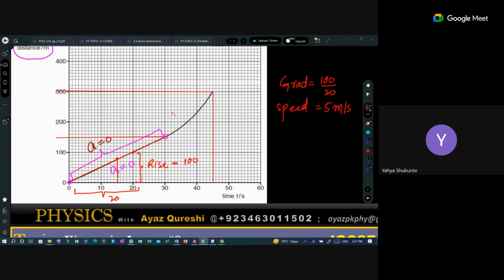The total average speed is 300 divided by 30, 45.